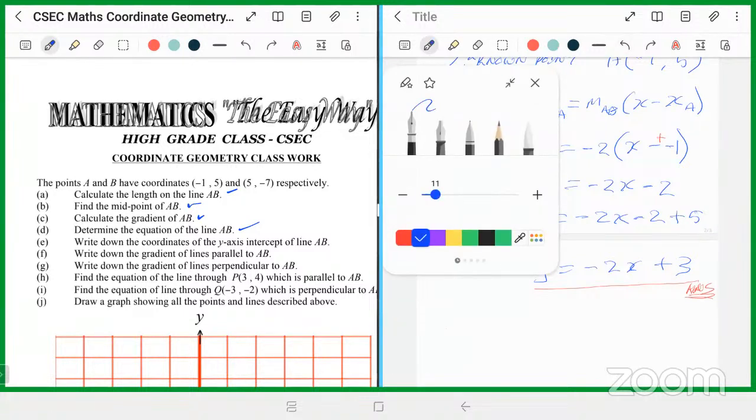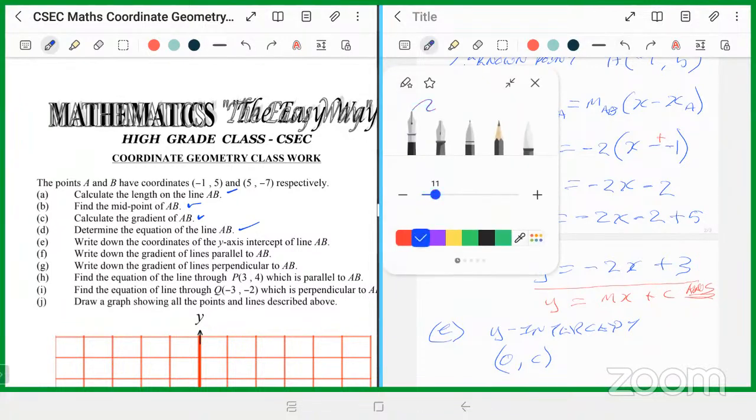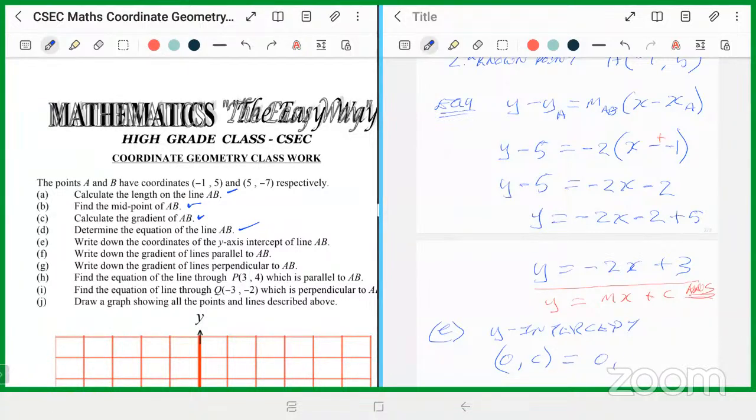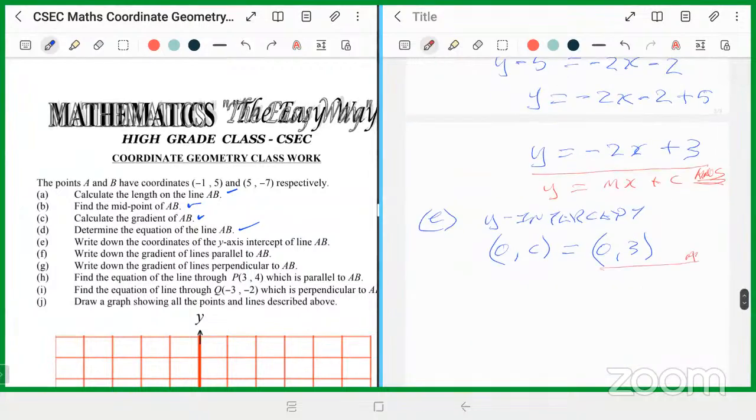Part E. And say the y-intercept or the y-axis intercept is the point (0, c). Because I said coordinates, I have to show the x value there, which is 0, and the c is this value out here. Because the equation of this line is in the form y equals mx plus c, the m is negative 2, as we know, and the c is this 3. So this coordinate at the y-axis intercept is (0, 3). And that's another answer again.